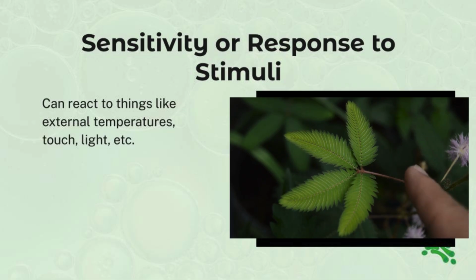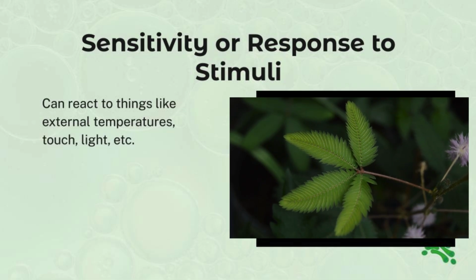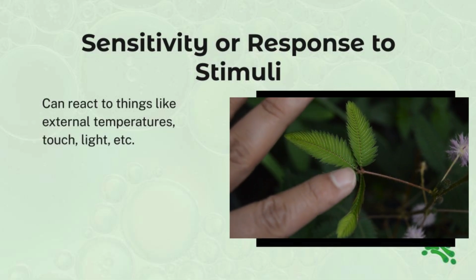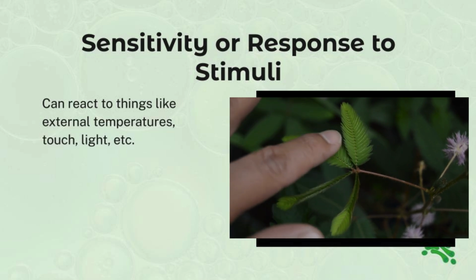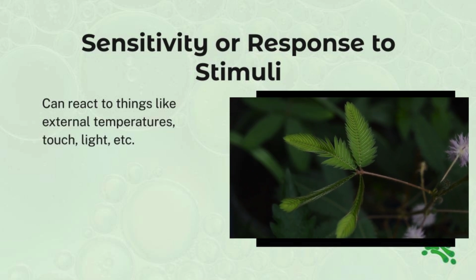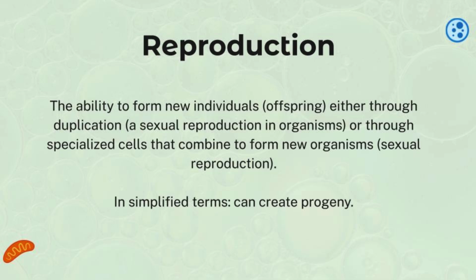Sensitivity or response to stimuli means that your organism can react to things like temperature, touch, light. This plant here closes up when things touch it. Venus flytraps do the same thing. Not every sensitivity or response has to be big and noticeable as long as it's there. Reproduction, in the most simple terms, this is the ability to create progeny, either through asexual reproduction or sexual reproduction. You have to be able to continue your species in order to be considered alive.